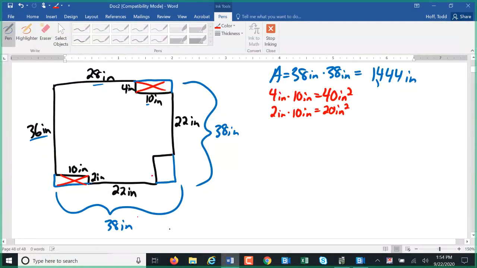We know it's 38 all the way across. This is 10 to here, plus another 22 makes this 32. This has to be 6 inches to get up to 38. Same going this way. This is 38 all the way down. We have 4 here. 22 makes this 26 inches to there. We need another 12 inches here to add up to the 38. So that piece is 6 inches by 12 inches.